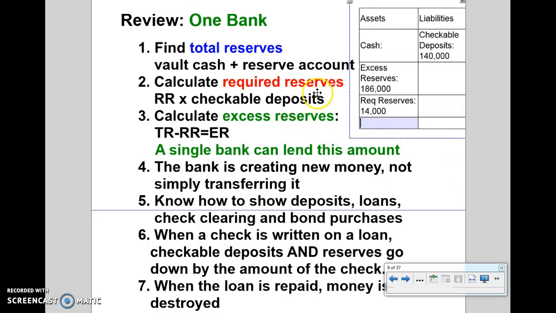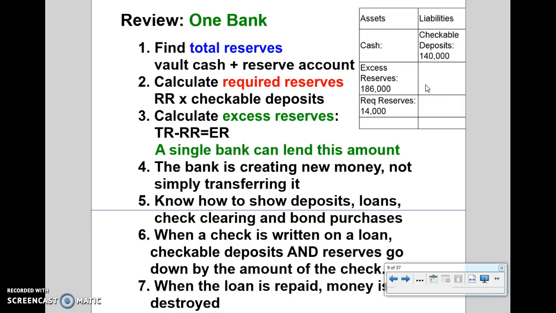And so what you need to do is, of course, think about the reserve requirement. In this one, you can obviously tell that the reserve requirement is 10% because our required reserves are 10% of our checkable deposits of $140,000. So our reserve requirement times our checkable deposit ends up with what we've got here. Now our excess reserves would be our total reserves, which would be $200,000, minus our required reserves of $14,000, which equals our excess reserves of $186,000.